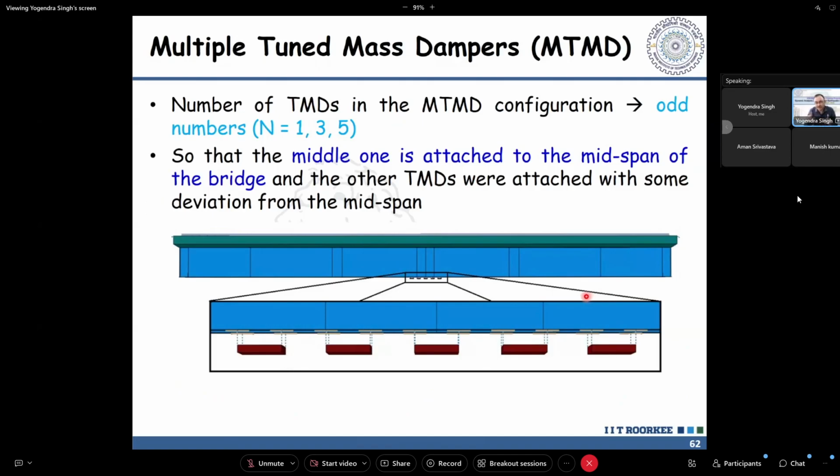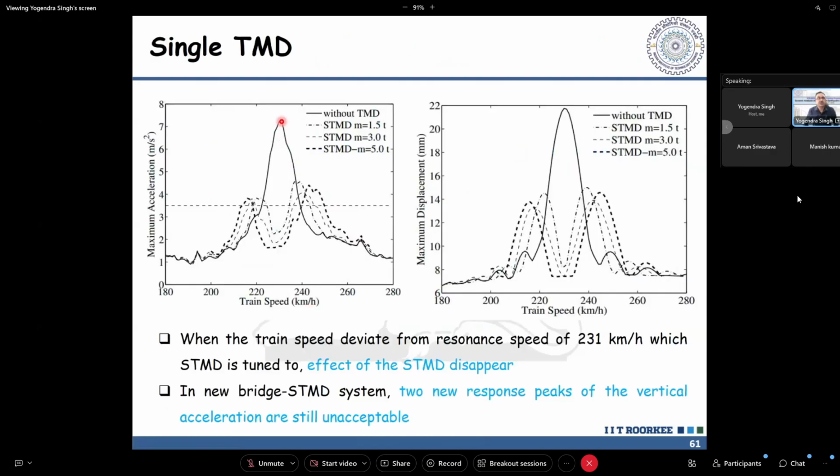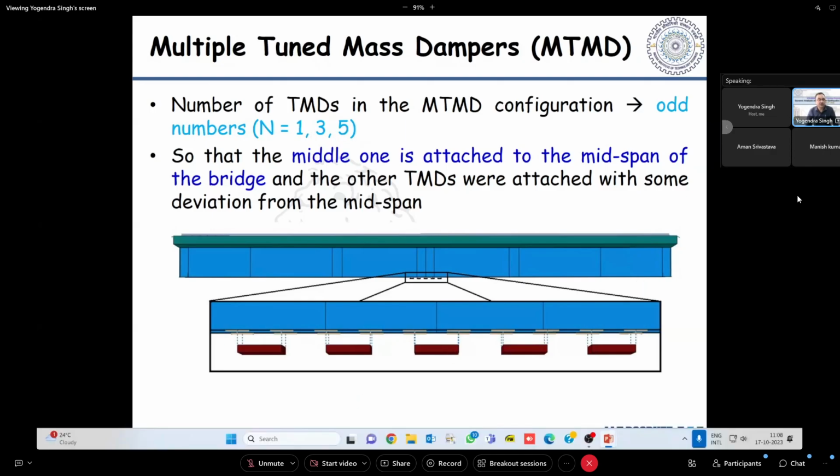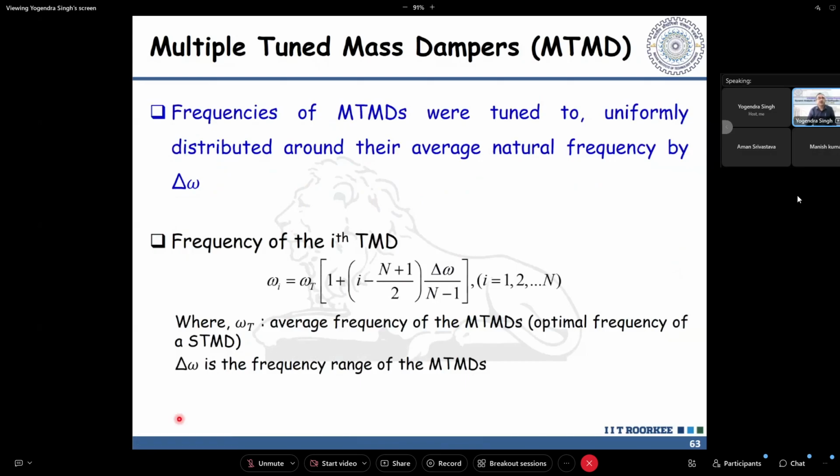So to take care of these additional peaks, we use multiple tuned mass dampers. So one tuned mass damper will take care of the reduction of the peak, and then for the secondary peaks which have been generated, to reduce these, we need additional tuned mass dampers, which will mitigate this peak and that peak. So a different number of tuned mass dampers can be used. Here, in this study, a single tuned mass damper, three and five tuned mass dampers have been used, and the numerical response has been obtained with these dampers.